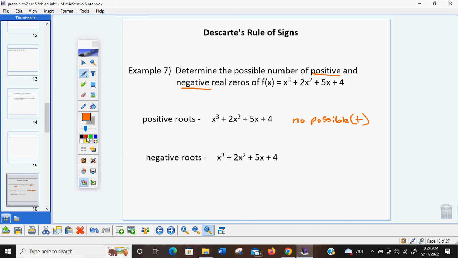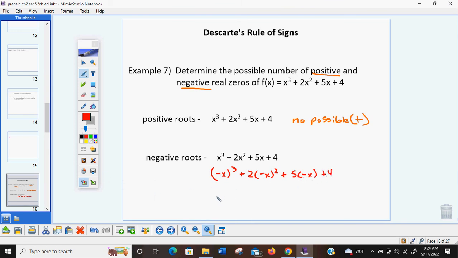Now, here's how it works with the negative roots. What you want to do is change that x to a negative x, like putting a negative 1 in there. So I'm going to have negative x cubed plus 2 times negative x squared plus 5 times negative x and then plus 4. Now let's see what we end up with.